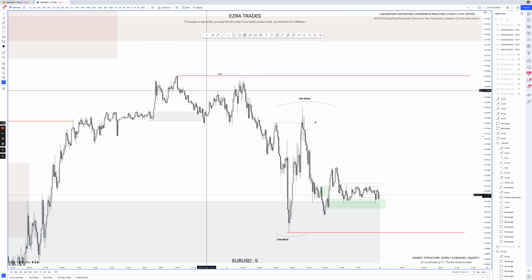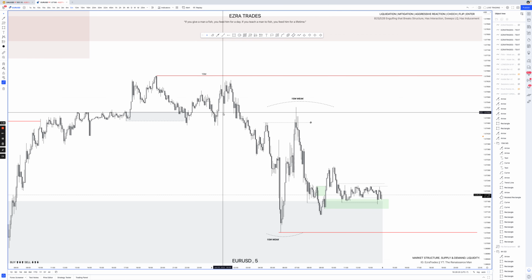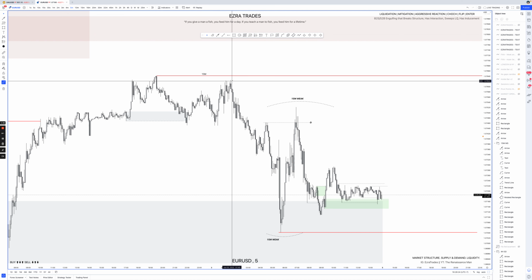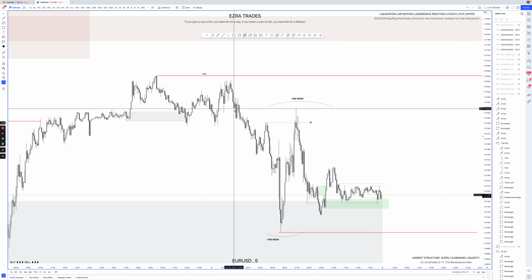If I look a little bit higher in this area, we have this came in to tap that area, makes that high, pull back, makes a new high, pushes to the downside. Here, does this get tapped by that wick?